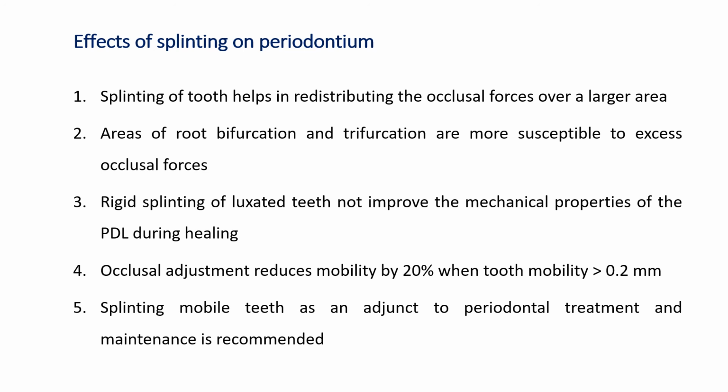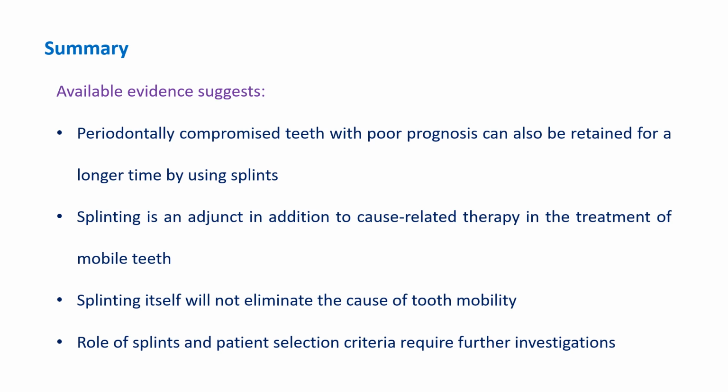Finally, splinting mobile teeth acts as an adjunct to periodontal treatment and maintenance, and it is recommended. In summary, available evidence suggests periodontally compromised teeth with poor prognosis can also be retained for a longer time by using splints. Splinting is an adjunct in addition to cause-related therapy in the treatment of mobile teeth. Splinting itself will not eliminate the cause of tooth mobility.